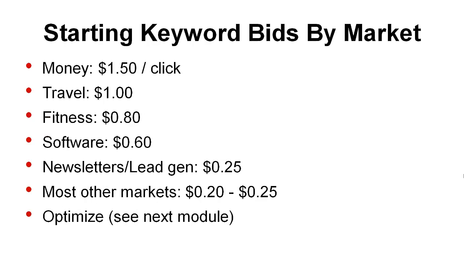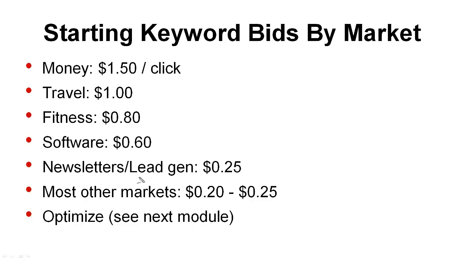Money is not BizOp, by the way. Money is like finance, coupon type markets, that kind of stuff. Investing, 401ks, that kind of stuff. You're going to be up at like a $1.50 a click type range. Travel, maybe $1. Fitness, 80 cents. Software, 60 cents. Newsletters and lead generation, 25 cents. And most other markets, 20 to 25 cents.